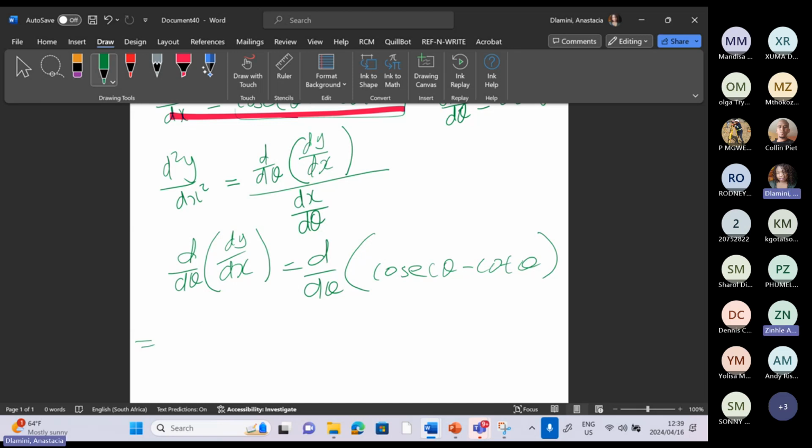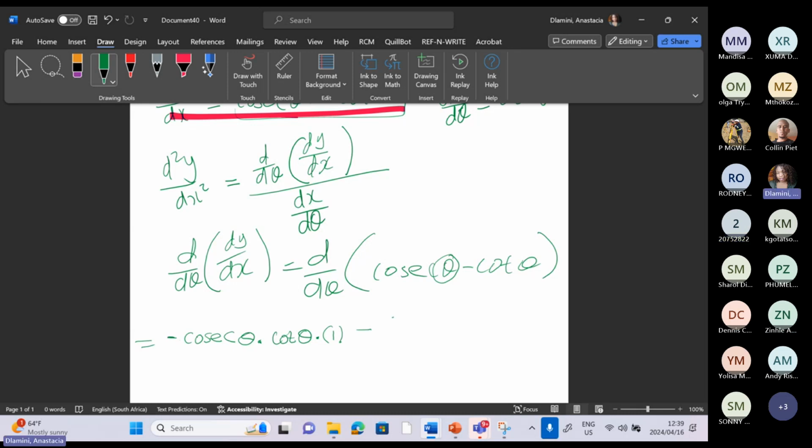So the derivative is minus cosec of the inner function, theta, times the cot of our inner function, theta, times the derivative of theta, which is 1. Minus, what is the derivative of cot? It's a minus cosec squared. Minus cosec squared.